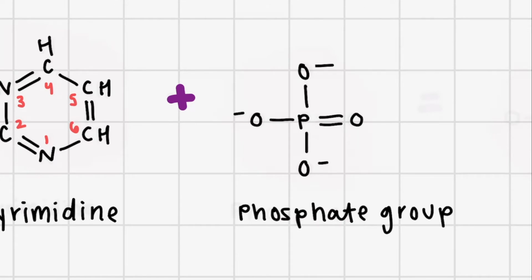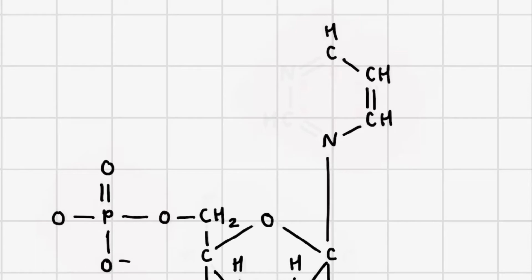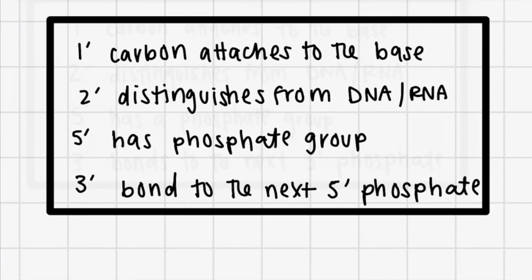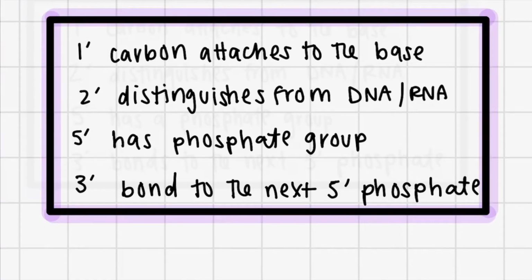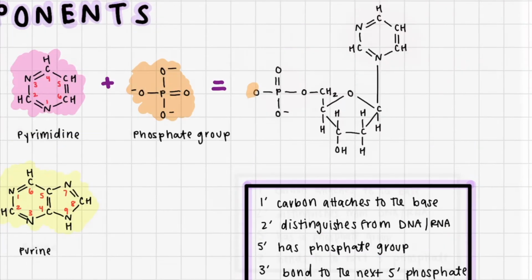Here I've drawn the parts put together, making a nucleotide. 1' carbon attaches to the nitrogenous base. The second prime distinguishes between DNA and RNA. The 5' has a phosphate group, and the 3' bonds to the next phosphate group.